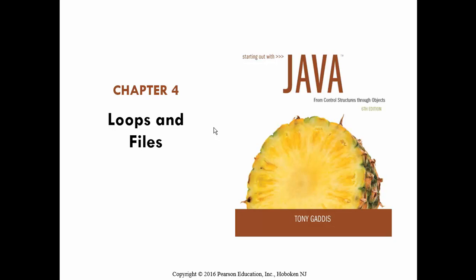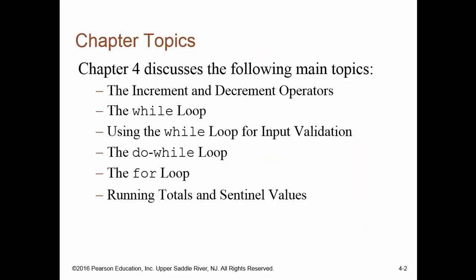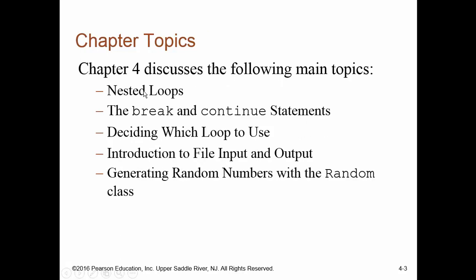In this chapter, as mentioned, we're going to go over loops and we're going to go over files. So we'll talk first about the increment and decrement operators. Then we'll talk about the while loop, the do while loop, the for loop, get into running totals and sentinel values, talk about nested loops, which again is a loop within a loop, break and continue. We'll go through the author's advice as far as which loop to use at which time, and then we'll also get into an introduction to file I/O and talk a little bit about generating random numbers.